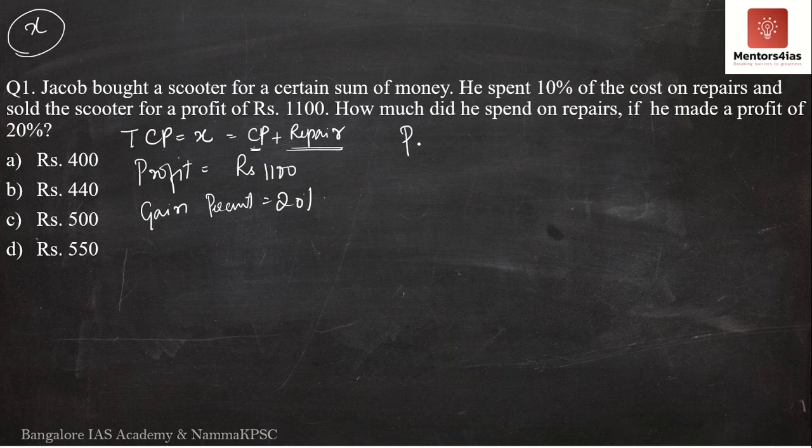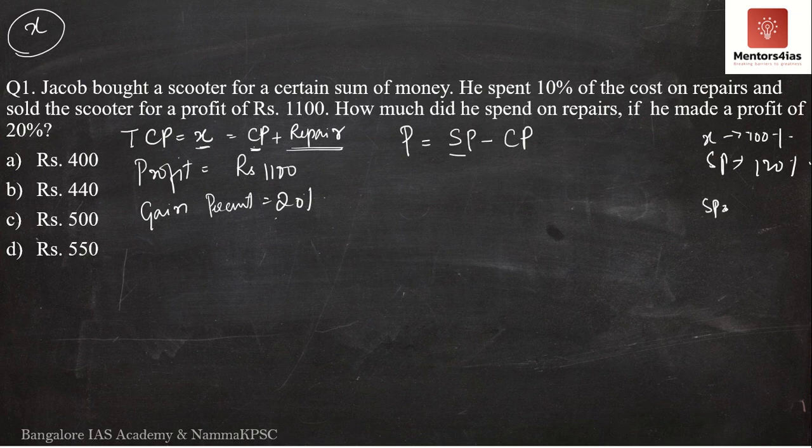I'm pretty sure everybody knows profit is nothing but the selling price minus the cost price. Now, the total cost price I have already assumed to be X. What is the selling price? Here the question says that the gain percentage is 20%, meaning if the total cost price, that is X, is 100%, then the selling price will be 120%. That is how he is able to make this 20% profit.